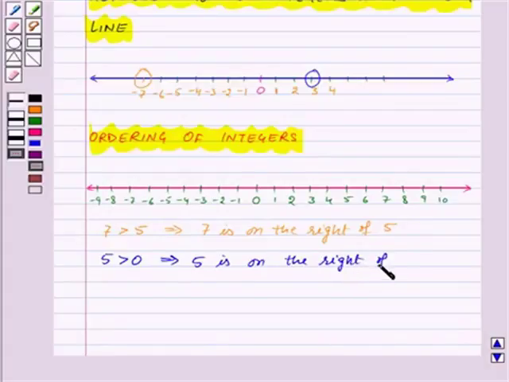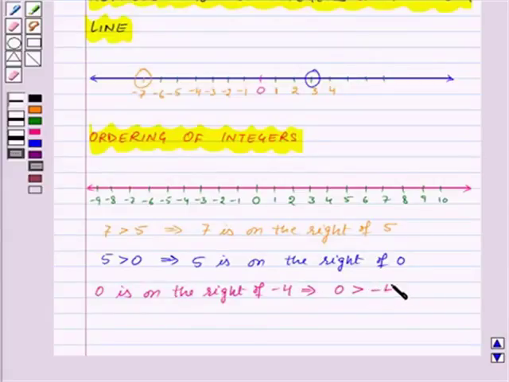Now, 0 is on the right of minus 4. So, this implies that 0 is greater than minus 4. Also, minus 4 is on the right of minus 9. So, from this we can see that minus 4 is greater than minus 9.